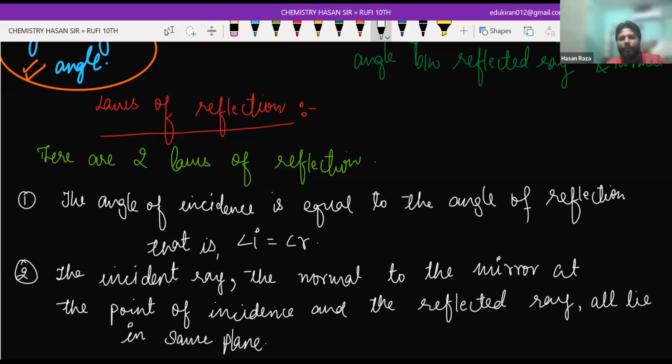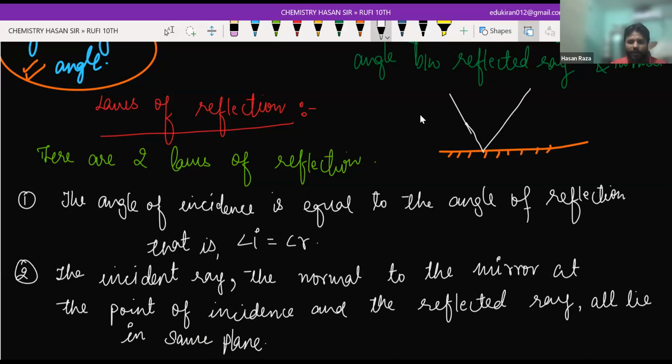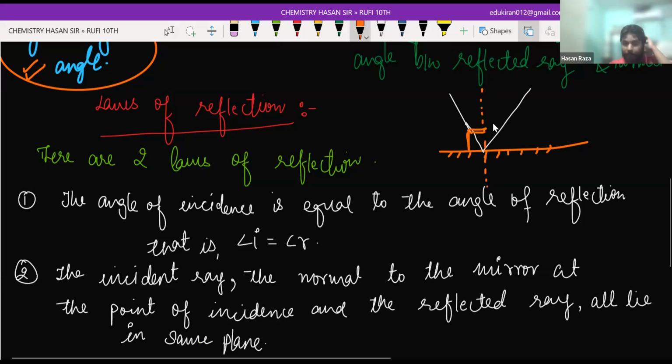So basically, if I'm going to explain this with the help of a diagram, which is very easy to explain, you can see this is your mirror. This is your incident ray, and this is your reflected ray. So where is the normal? You are going to take a line like this, which must be perpendicular to the mirror. Now you can see this is your incident ray, this is your reflected ray, and this is your normal, which lie in the same plane. These three lines lie in the same plane. That is what the second law says.